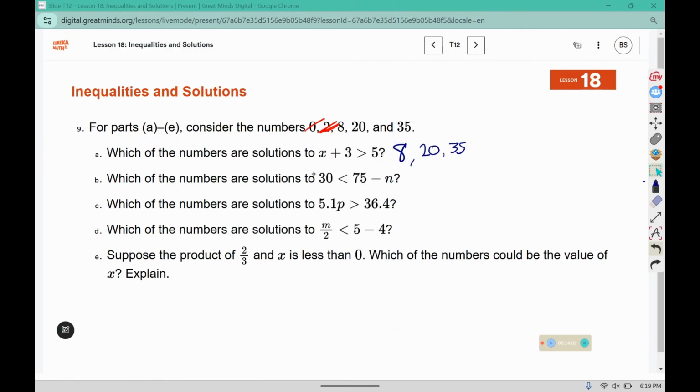Which numbers are solutions to 30 is less than 75 minus n? If I replace n with 0, that would say 30 is less than 75. That is true, so 0 works. If I replace n with 2, 75 minus 2 is 73. 30 is still less than 73, so 2 is a solution.